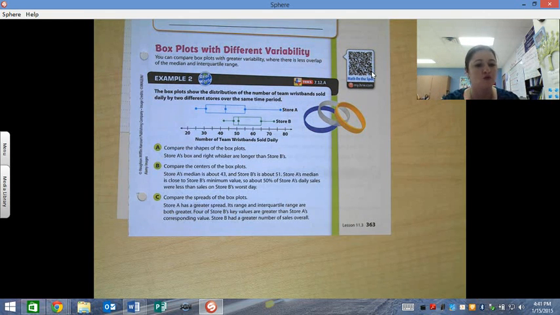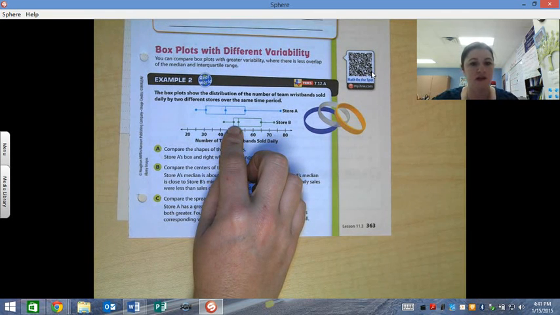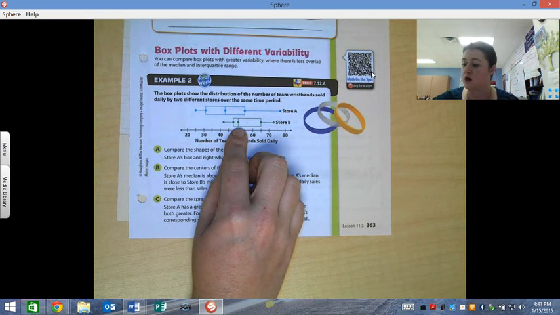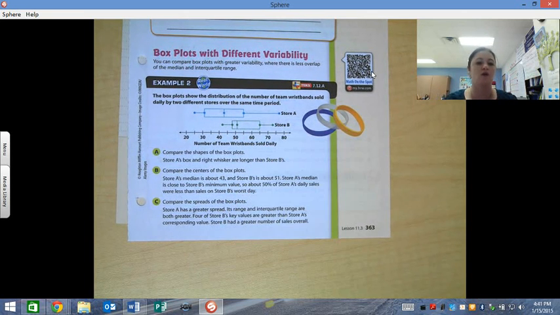4 of store B's key values are greater than store A's corresponding value. So when we compare, notice our quartile 1 is higher than the median. Our quartile 2, our midpoint right in the center, is higher. Quartile 3 and our highest point, they are all higher than store A's corresponding value. So store B has a greater number of sales overall. That's something that you can pull from this data.